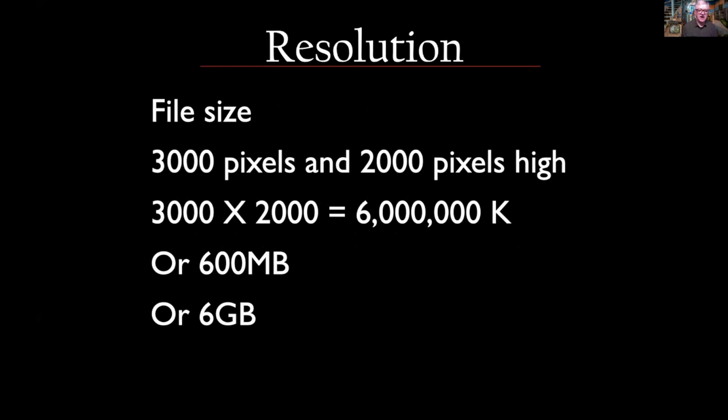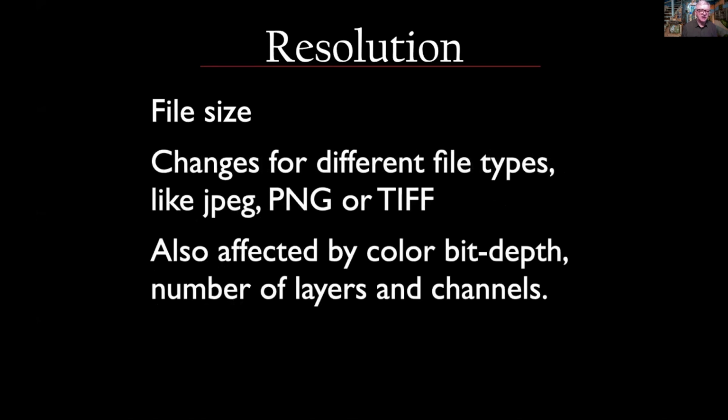So this is a raw file, and the file format also affects file size. So when somebody says, I need a file size that's 6 gigabytes, that doesn't mean a thing. It does not mean a thing, because there are other factors in file size. It could be file types. So a JPEG 6 gigabyte file is way different than a PNG or a TIFF or a Photoshop or whatever type of file you have.